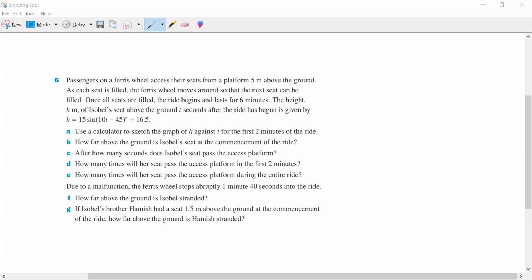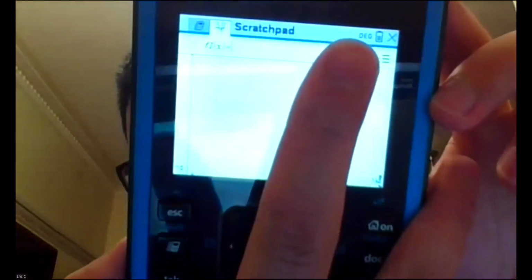So part A is to use the calculator to sketch the graph of h against t for the first 2 minutes of the ride. Okay, so let's get started. What we want to do is go to our graph here and start typing in the equation. In your calculator, make sure it's set to degrees. You can always move the cursor to change between radians and degrees. So make sure it's in degrees, and then you just quickly type in the function.